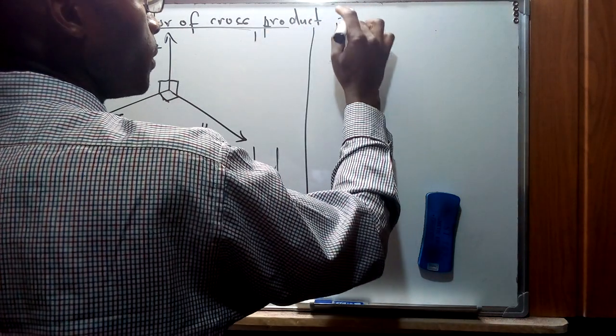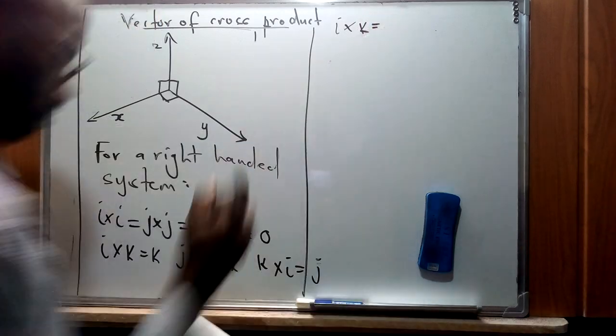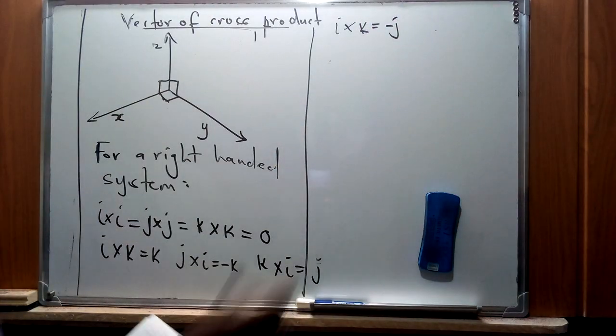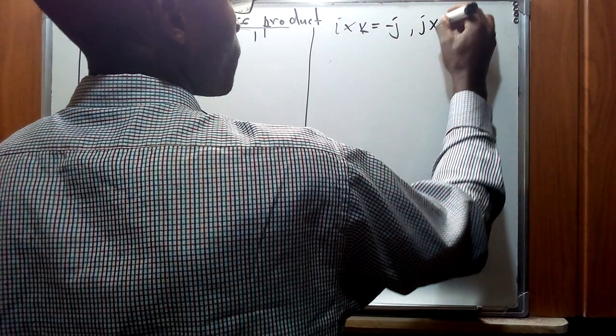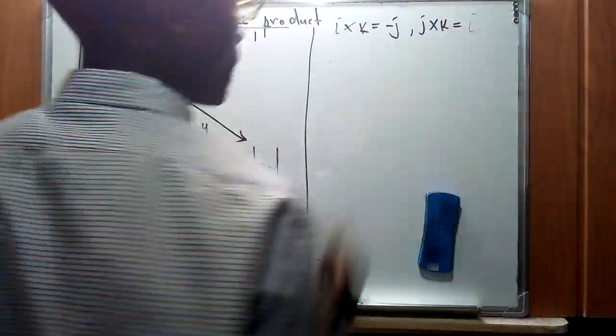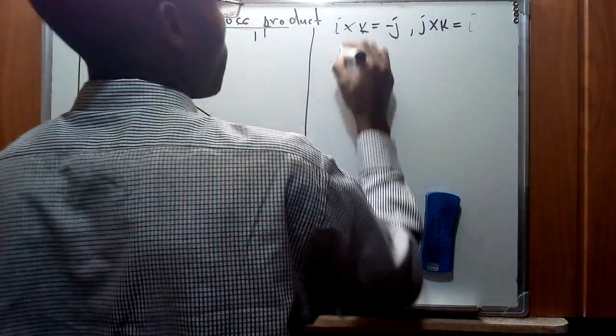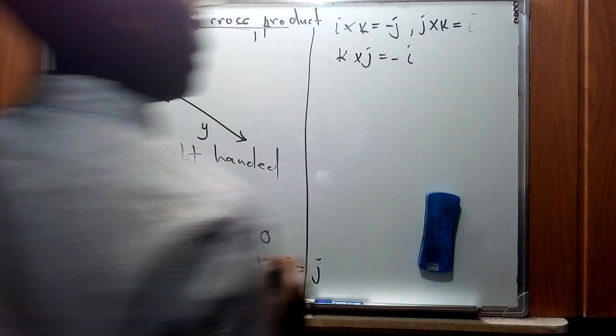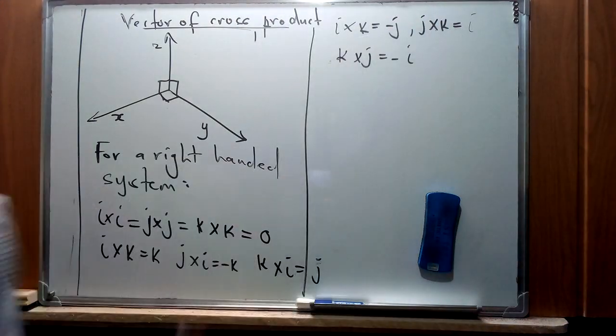Therefore, also we're going to have i cross k, with respect to the one that we have mentioned, is going to be negative j. And then j cross k is going to be i. And lastly, we're going to have k cross j. It's going to give us negative i. So this specifically is the interchange of those specific ones, and they're going to give us an opposite direction for that.